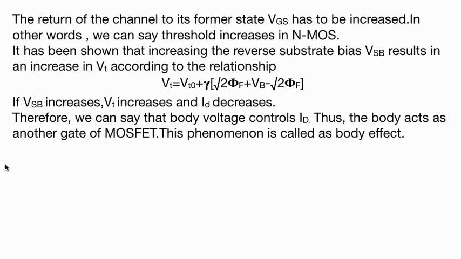According to this relationship, if V_SB increases, V_T increases and I_D decreases. Therefore, we can say that the body voltage controls drain current. Thus, the body acts as another gate of the MOSFET. This phenomenon is called the body effect.